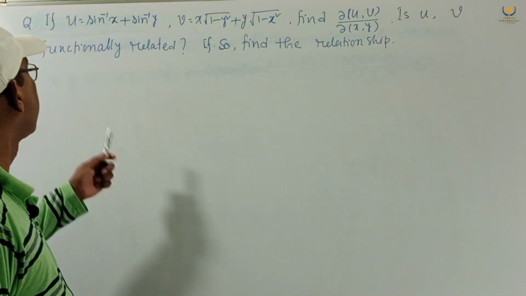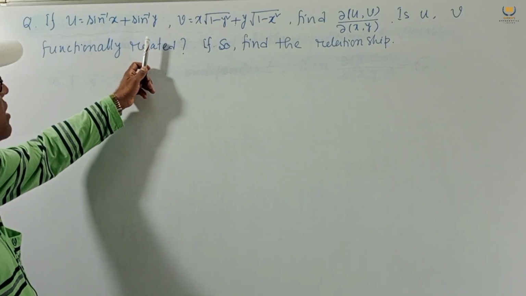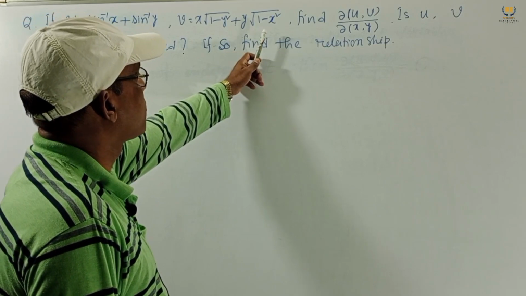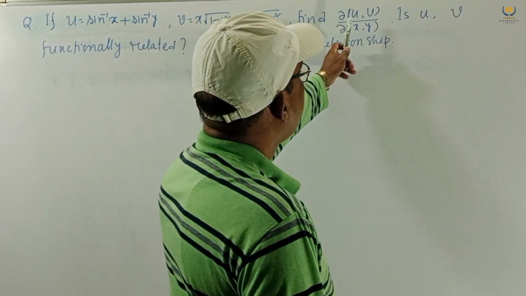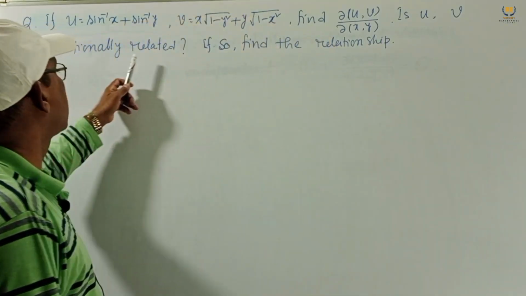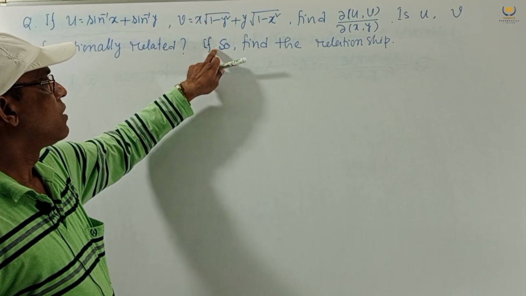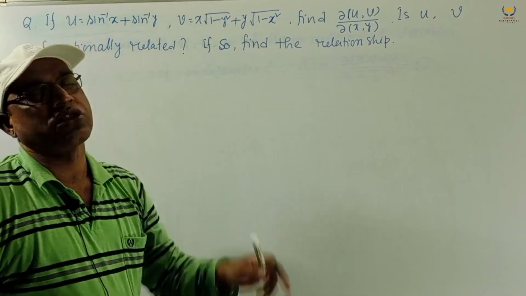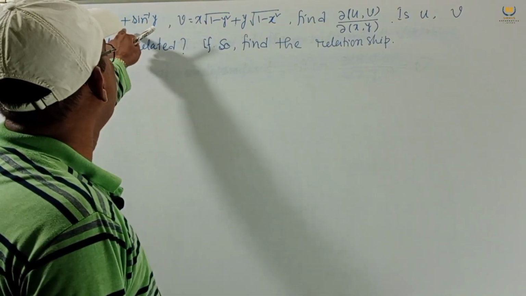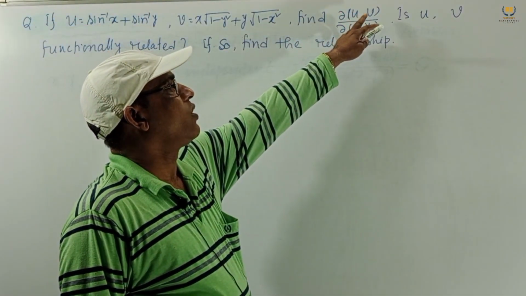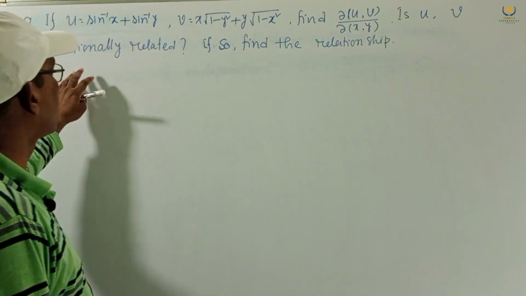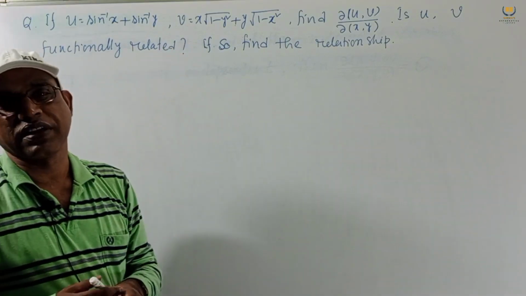Consider one problem. If u equals sin inverse x plus sin inverse y, v equals x into root over 1 minus y square plus y into root over 1 minus x square, find ∂(u,v)/∂(x,y). Is u, v functionally related? If so, find the relationship. So u and v are given, we have to find ∂(u,v)/∂(x,y), and show whether u, v are functionally related or not. If so, then we have to find what the relationship is.